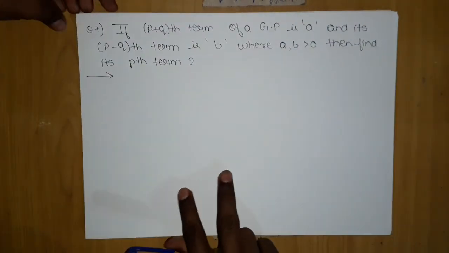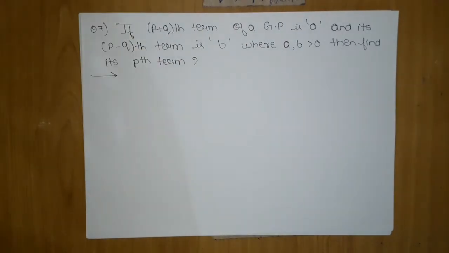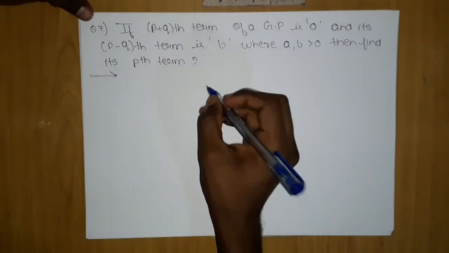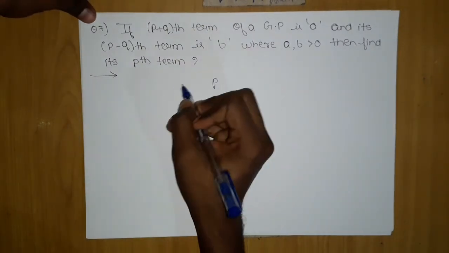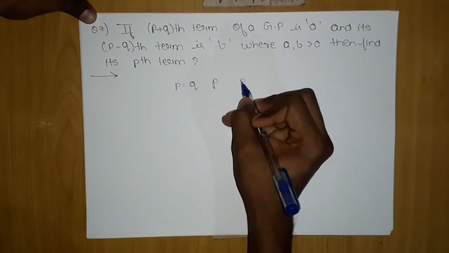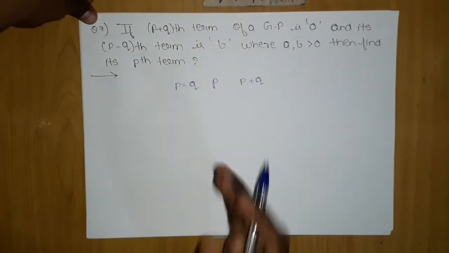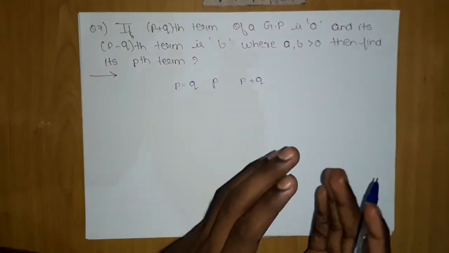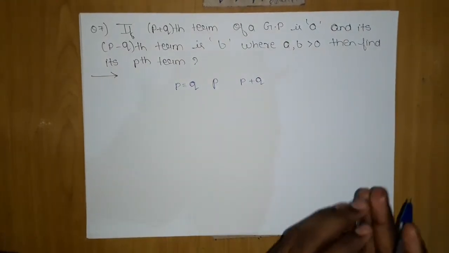Okay, question number 7 is as follows. The question says, if the (p+q)th term of a GP is a and its (p-q)th term is b, where a, b are greater than 0, then find the pth term. Now here if you observe, p-q and p+q, they have given the terms like this, subtracting some particular number from p and adding some particular number to p.